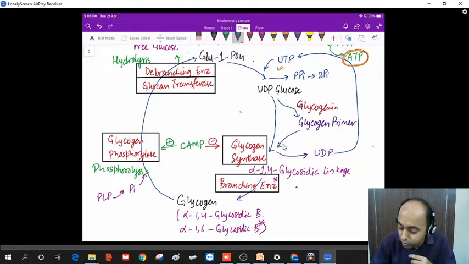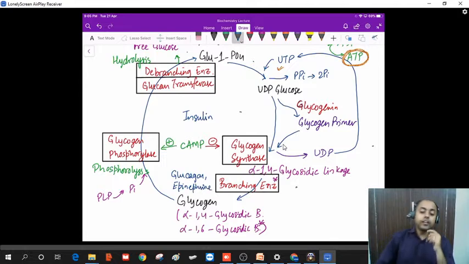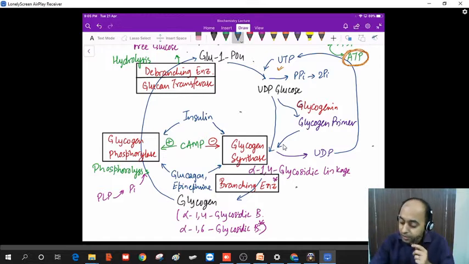Now we have two important hormones, insulin, glucagon, and epinephrine. We already know the action of glucagon and epinephrine on glycogen synthesis and glycogen breakdown. If you want to pinpoint the action of insulin and glucagon on glycogen synthesis and breakdown, what we know is insulin will promote the glycogen synthesis and it will inhibit the glycogen breakdown. The glucagon and epinephrine will have the opposite effect.